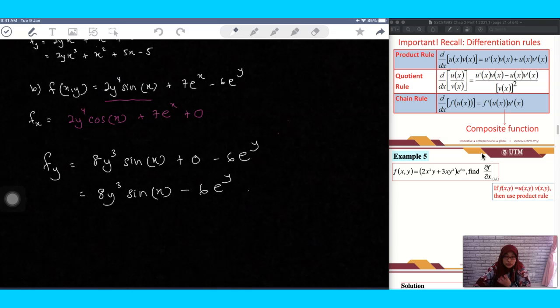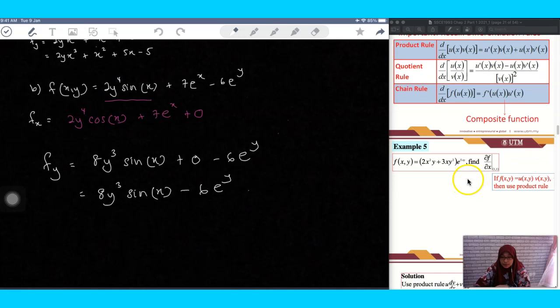For example, chain rule, product rule, quotient rule, and so on. Now we want to see how and when we can apply those specific rules or methods. So we look at this example. Example 5.